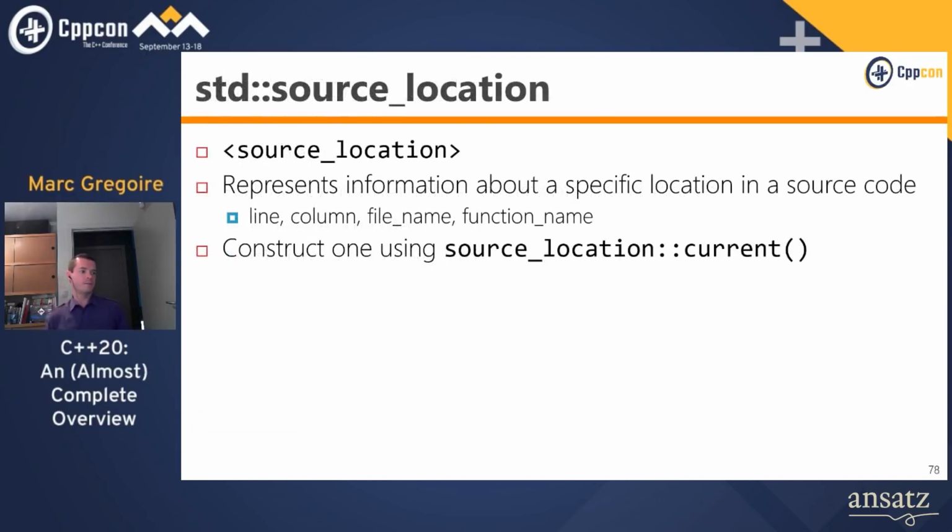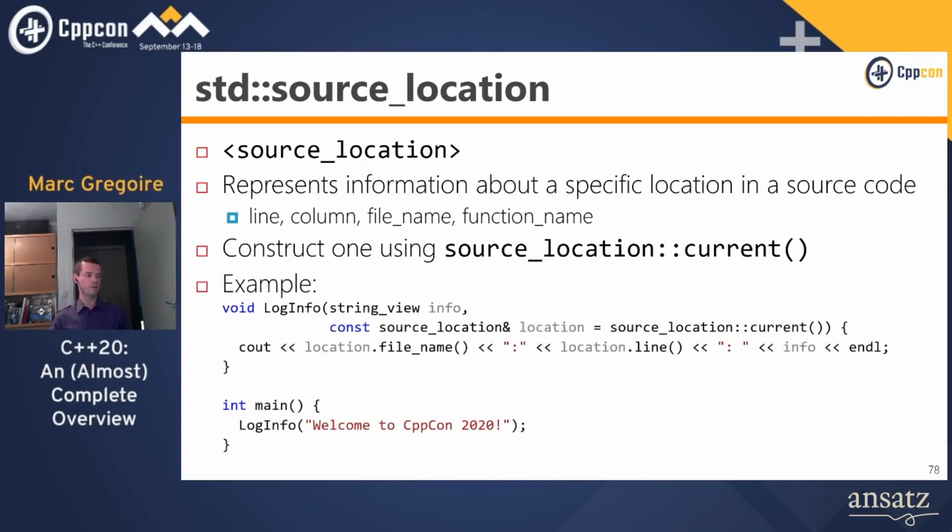Source location. Source location is defined in the source_location header, and an instance of a source location basically gives you information of a specific line number in your code, column number, gives you the file name and a function name, and you can construct one using the static member current. And this is very useful for logging, for example. Here I have a function, log info.